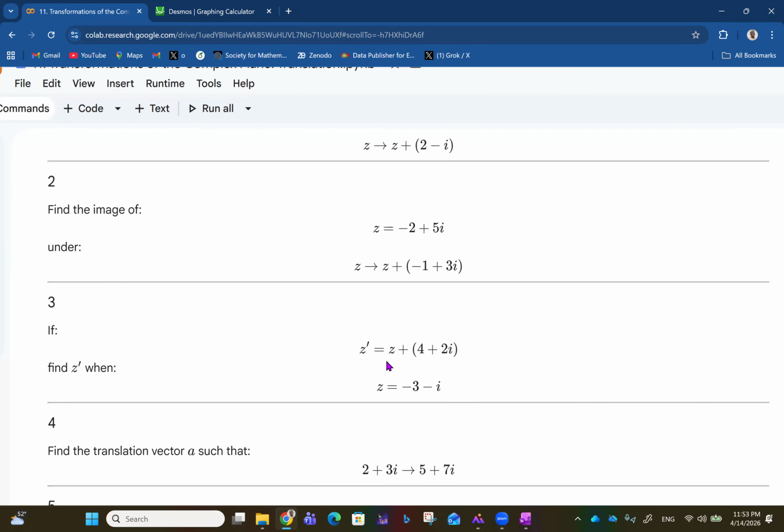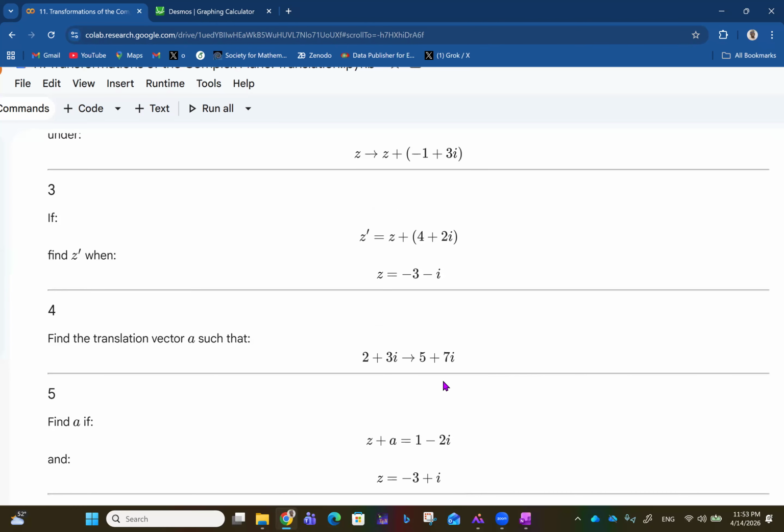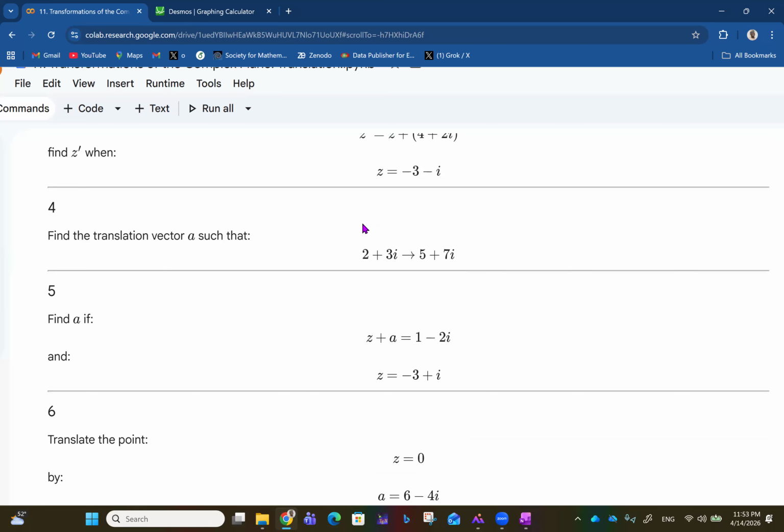Then for question 3, if z prime is equal to z plus 4 plus 2i, find z prime when z is equal to minus 3 minus i. So that means you're going to take this away from z prime and you get your z. Or basically fix up z here and you get your z prime. So it's just like that.